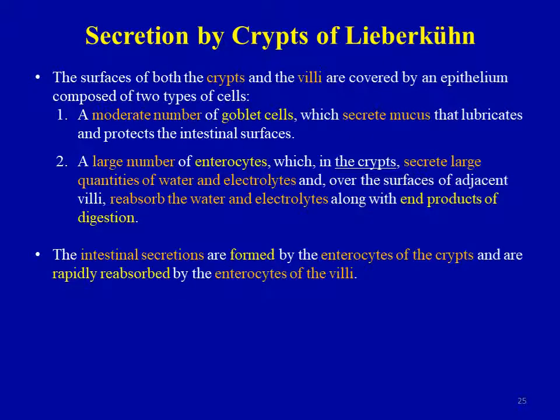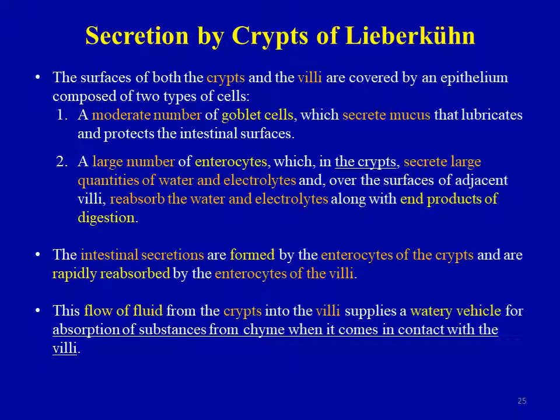The intestinal secretions are formed by the enterocytes of the crypt and are rapidly reabsorbed by the enterocytes of the villi. So it is just like recycling water and electrolytes, and while reabsorbing the water and electrolytes, food ingredients, or the simple molecules of nutrients, are absorbed along with them.